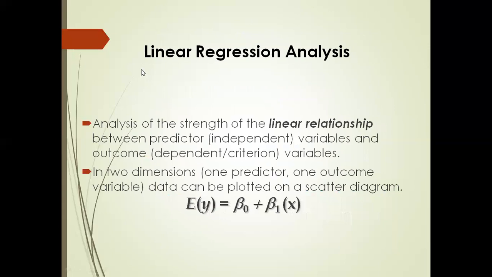I had told you there are two kinds of relation, linear and non-linear. So we'll see what the linear regression relationship is. It is the analysis of the strength of the linear relationship between the predictor variable, also called the independent variable, and the outcome variable, also called the dependent variable. So we require a minimum of two variables to come up with the best fitting curve. Here we have two dimensions, one for the predictor and one for the outcome variable, so the data can be plotted on a scatter diagram.